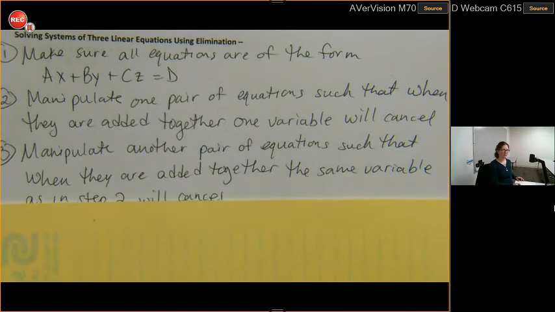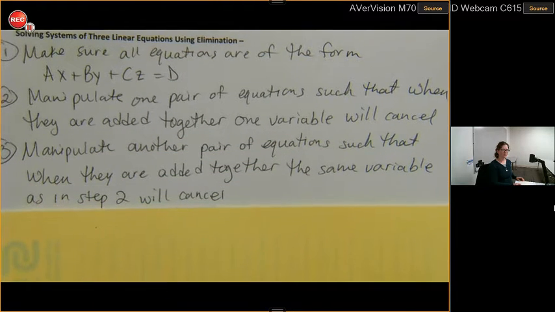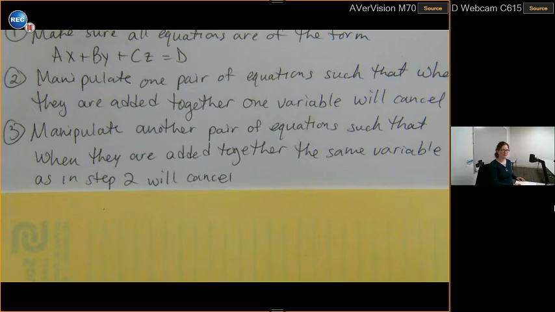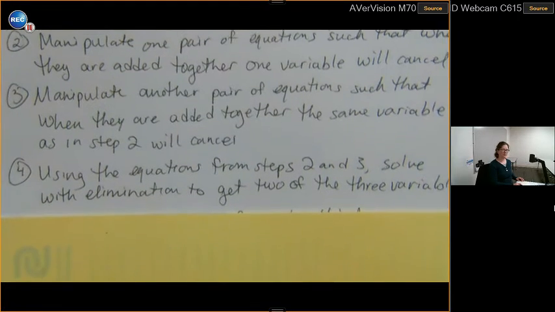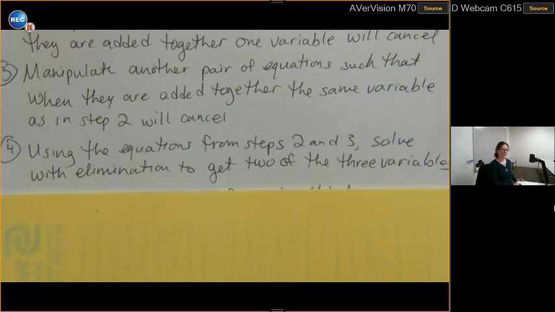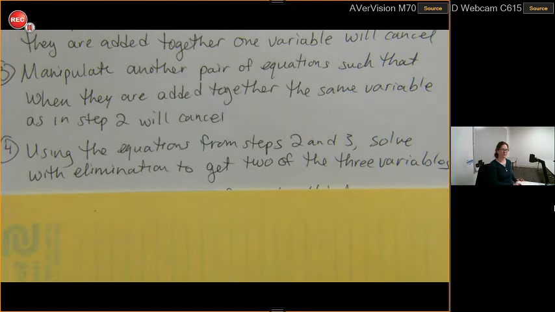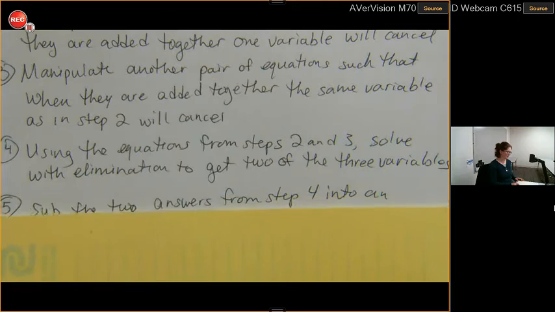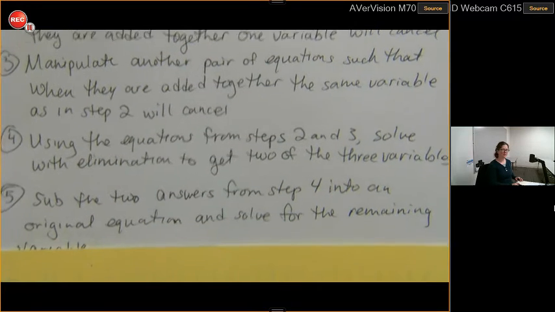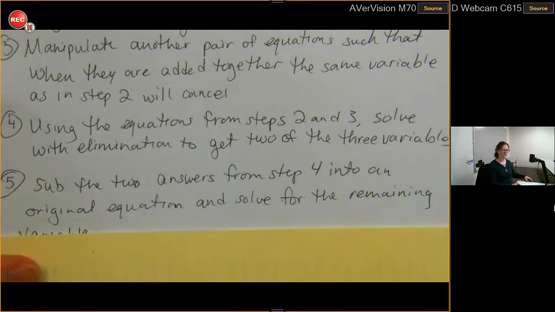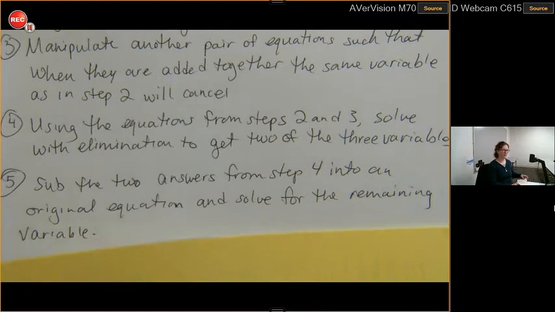Then you're going to go back to the original set of equations and pick another pair of equations. And you're going to manipulate them such that when they are added together, the same variable as in step 2 will cancel. Using the equations from steps 2 and 3, we're going to solve with elimination to get 2 of our 3 variables. And then we're going to substitute that answer into an original equation to solve for the remaining variable.